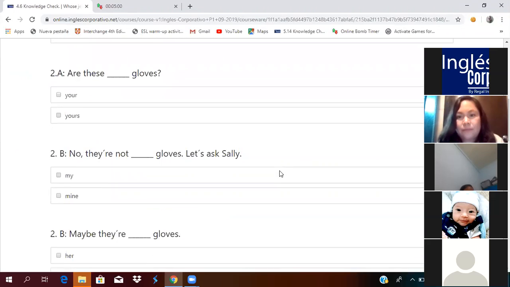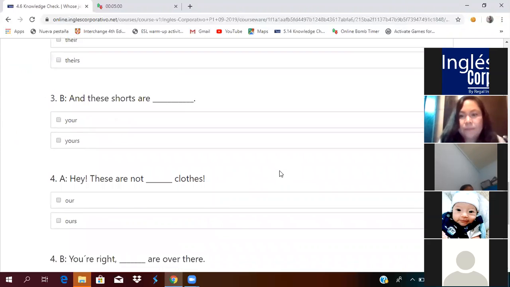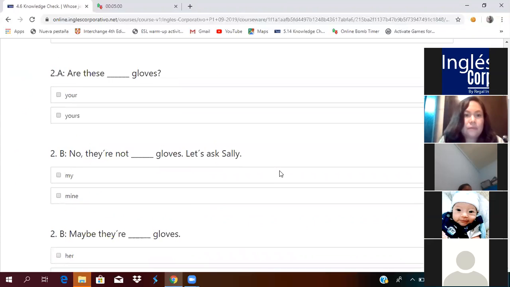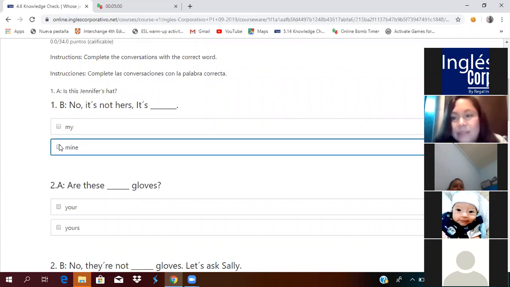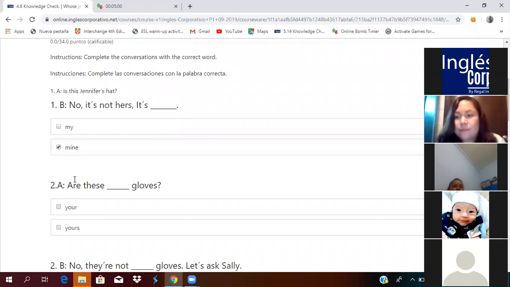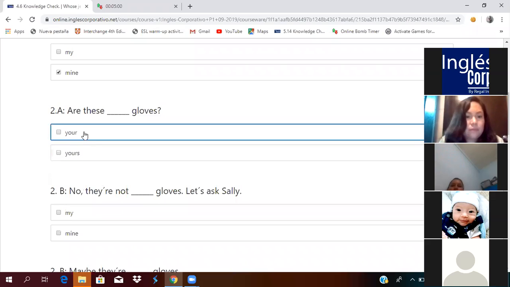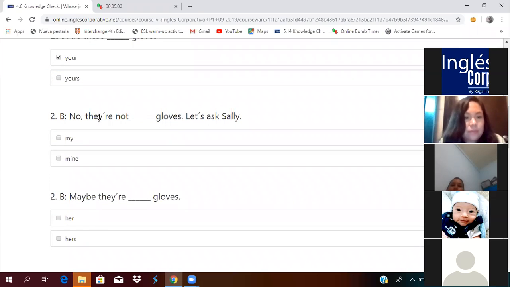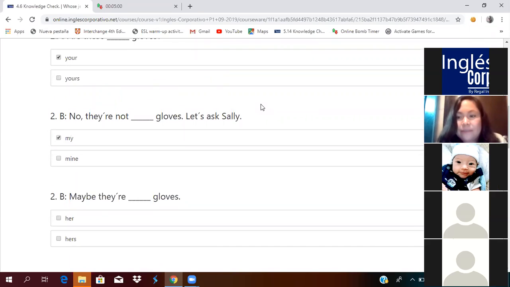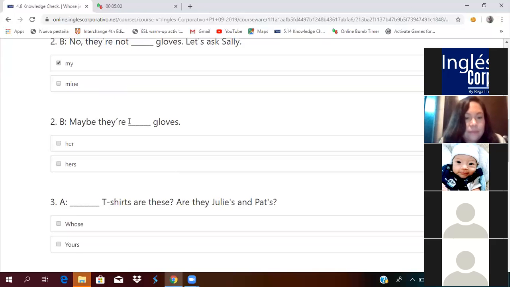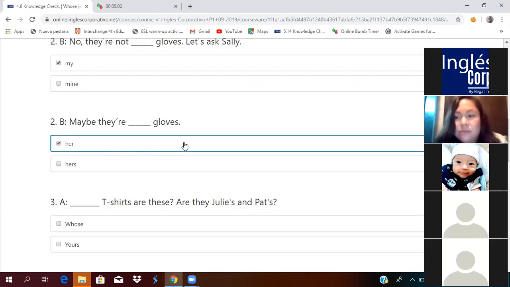So we're going to be looking at the knowledge check. We're going to be using the possessive adjectives. Let's look at number one. Is this Jennifer's hat? No, it's not hers. It's mine. Are these your gloves? Very good. No, they are not. My gloves legs like Sally. Let's ask Sally. Maybe they're her gloves.